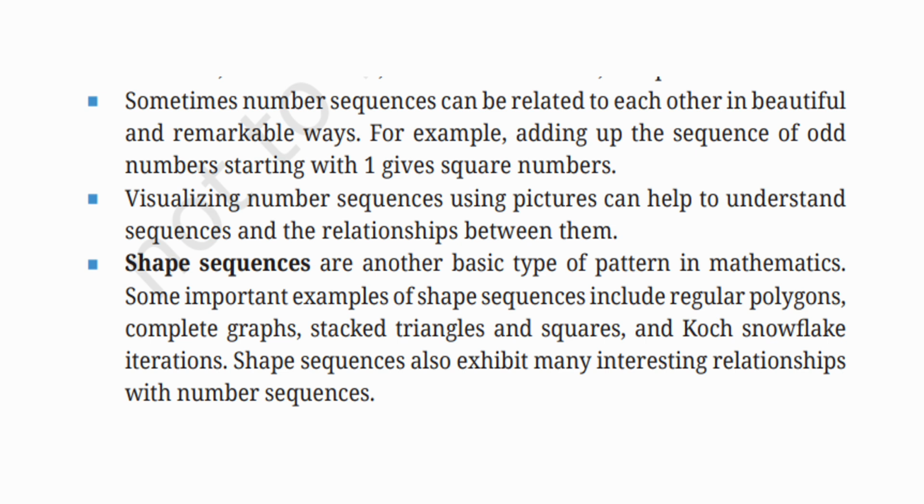Sometimes number sequences can be related to each other in beautiful and remarkable ways. For example, adding up the sequence of odd numbers starting with 1 gives square numbers. That is, 1, 3, 5, 7, etc. are odd numbers. If we add up the sequence of odd numbers starting with 1, it gives square numbers 1, 4, then 9, 16, etc. Visualizing number sequences using pictures can help to understand sequences and the relationships between them.